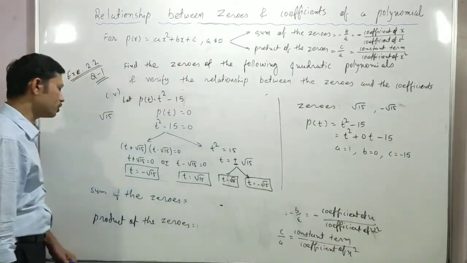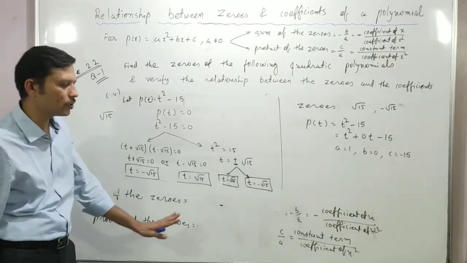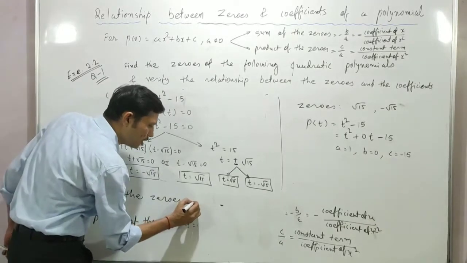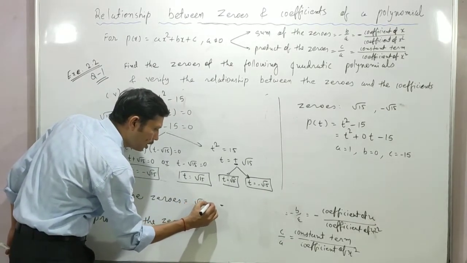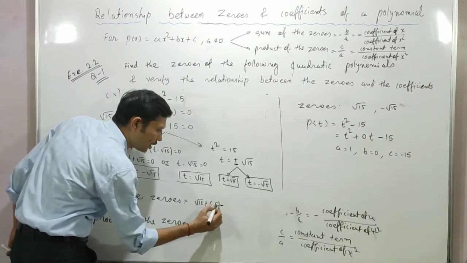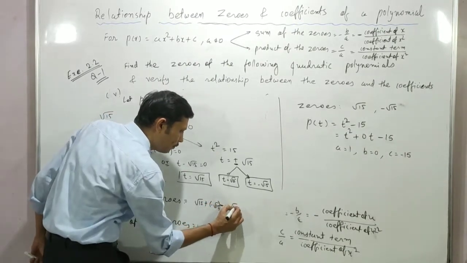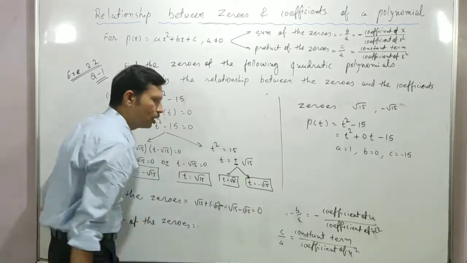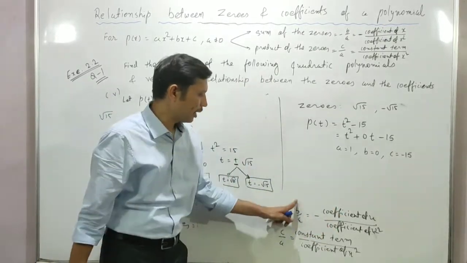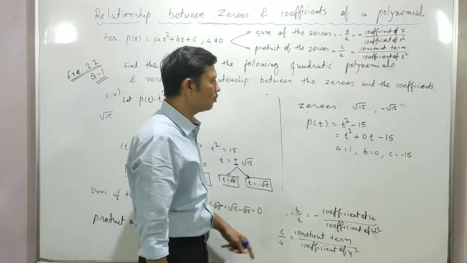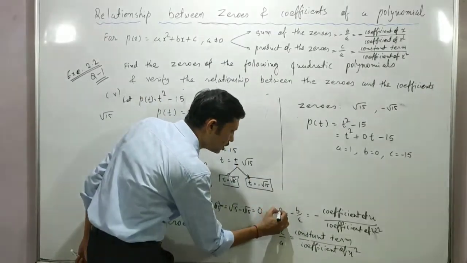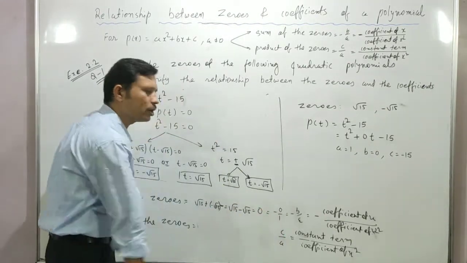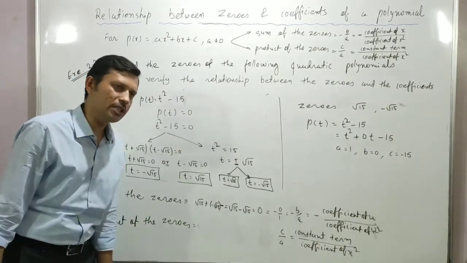Okay? Now come to the relation between the sum and the product of the zeros with the coefficients. Right? So for the sum of the zeros, we have one zero root 15 plus another zero minus root 15. So what happened? Root 15 plus minus root 15, that subtraction is 0. Come to the other part. The minus b by a, sum of the zeros. So the minus value of b is 0 upon the value of a, which is 1. So 0 by 1 is 0. So both are equal.